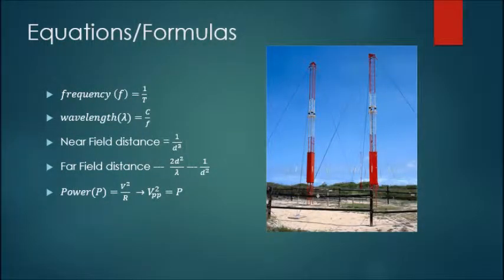The equations shown below are related to the antenna experiment. The frequency and their wavelength are related to the antennas because the lower the frequency, the longer the wavelength. Since antennas emit and absorb radio waves, the greater the wavelength, the further the antennas can be from each other. The near field is 1/d cubed, and the far field is 1/d squared, which helps find the resonant frequency. To find the power, you take the voltage peak to peak and square it, and then divide it by the resistance, which in this case is 1 kilo ohm.